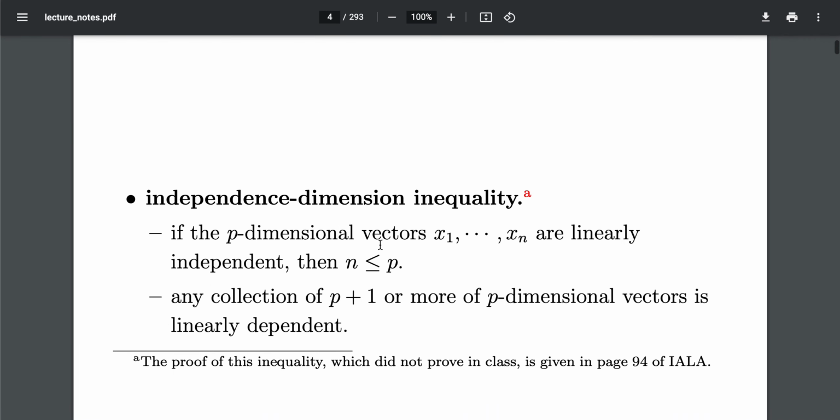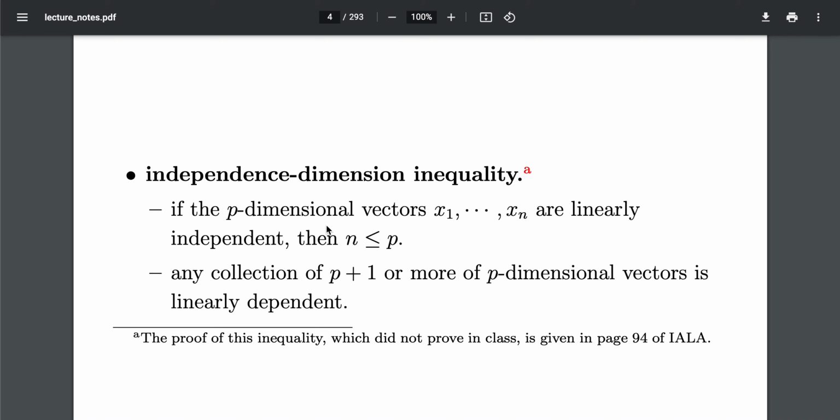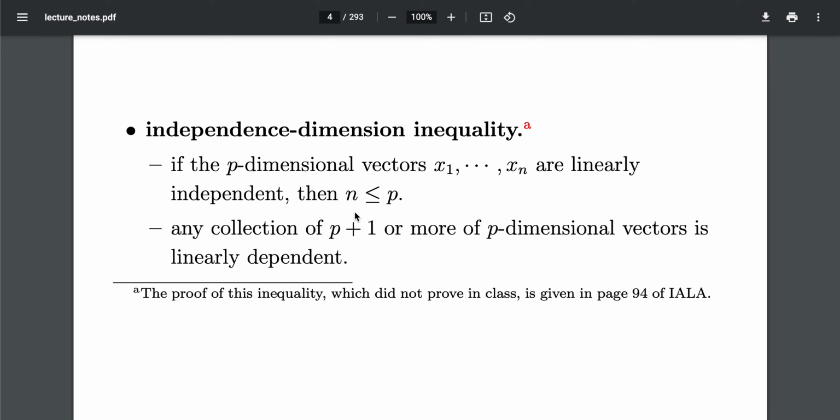Okay. Now this is important. What it's saying is that in a p-dimensional space, n vectors are linearly independent only when n is less than or equal to p. So in other words, any collection of p plus 1 or more p-dimensional vectors is linearly dependent. And if you want to go deeper into this, it is in the Introduction to Applied Linear Algebra book. The PDF is online. You go to page 94.